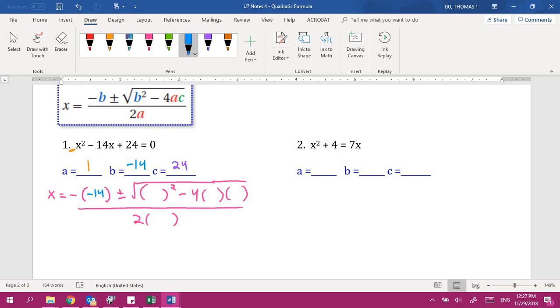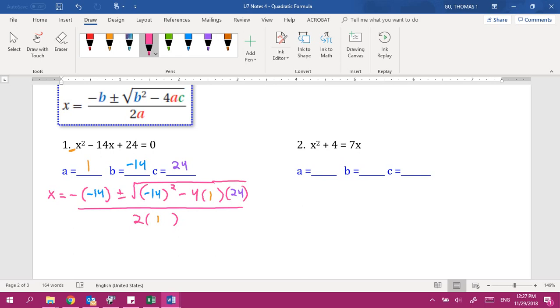What goes in this set that is next to the b squared? So what should I put in there? Negative 14 again. Okay, what goes into this next parentheses right there? 1. And then what goes into that last parentheses that's inside the square root? 24. And finally, what goes in the parentheses on the bottom? 1. There we go. So that is the first step, to actually substitute our values in.